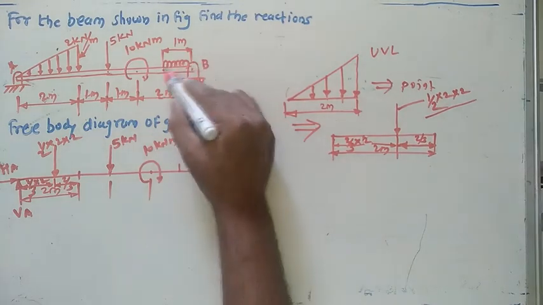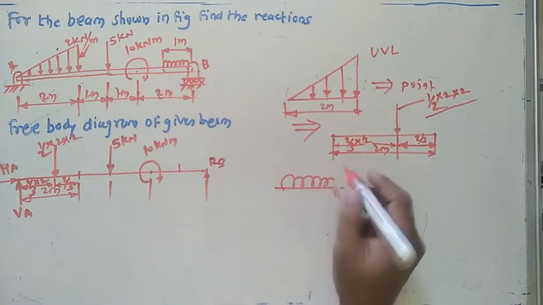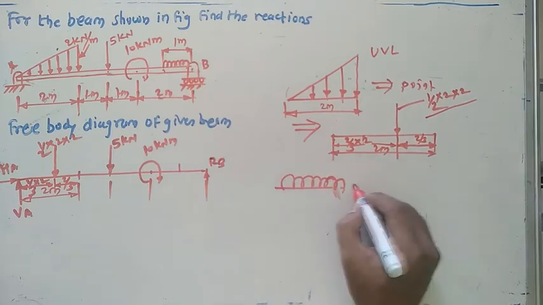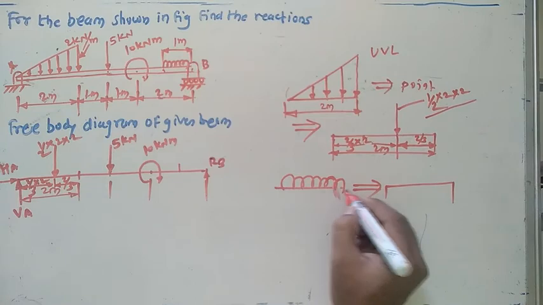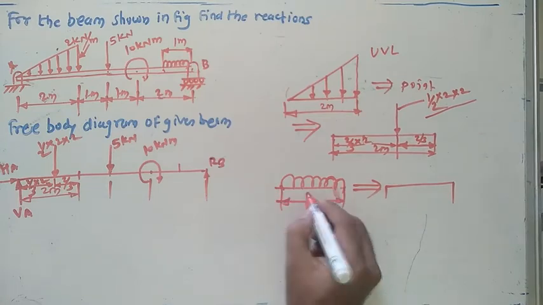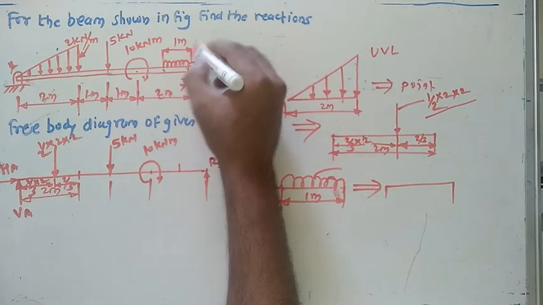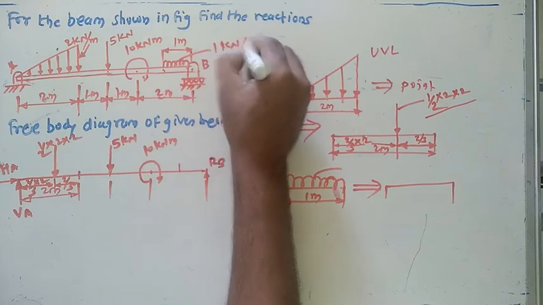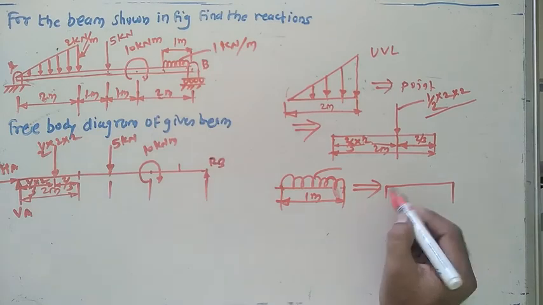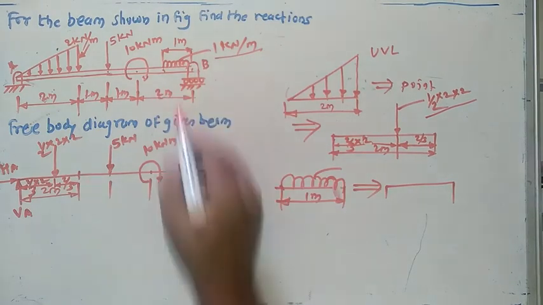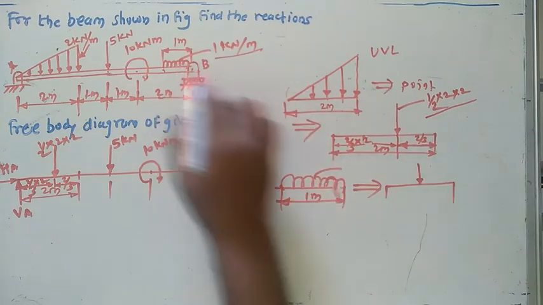Now what's about this one? How to convert this uniformly distributed load into a point load? See the length for this portion of the beam. This one is 1 meter. What's the intensity of the load? The intensity of the load is 1 kilonewton per meter. This is actually the intensity or value of the load. Now my aim is to convert this 1 kilonewton per meter load into a point load. So it can be converted into a point load in this way.